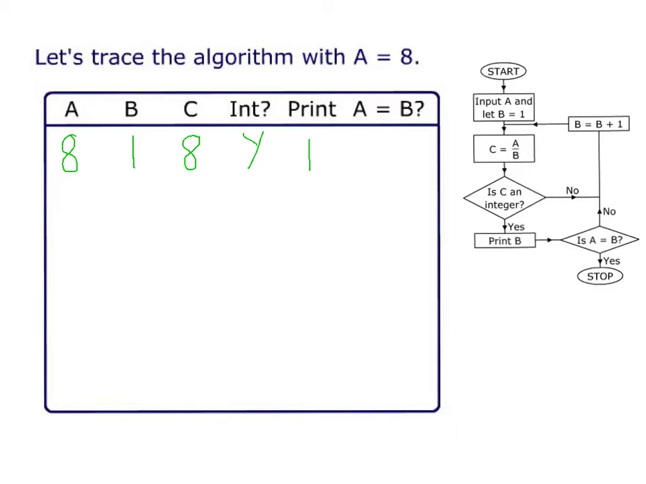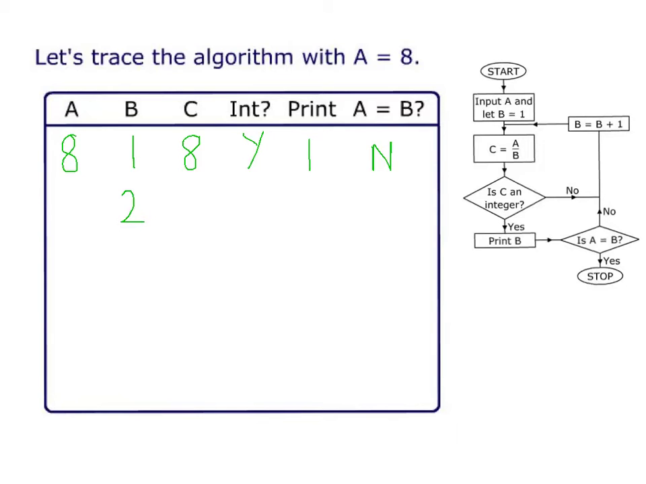On to our next question. It says, is a equal to b? And it's not, so the answer is no, so I'm just going to write an n for no. If we follow this arrow back up, it takes us up to the instruction that b is now equal to b plus 1. So we take our current value of b and we add 1 to it. So b is now 2.